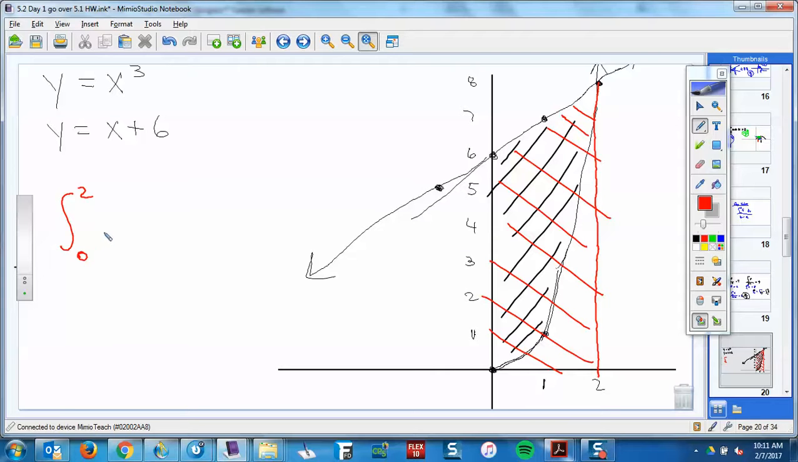No. It wouldn't have anything to do with G. I'm not even sure which one's F and G. Just tell me. It doesn't have anything to do with the cubic. The red area is what I'm talking about. The red area would be the integral from 0 to 2 of x plus 6 dx. But that's not the black area. How can we get the black area?